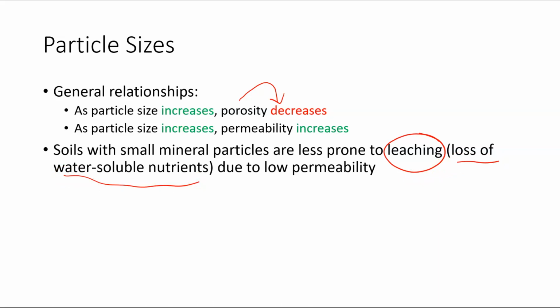Okay, so when we have small mineral particles, we are less prone to losing those nutrients because the permeability of those small particles is low. So water is not as easily able to work its way through the soil, dissolve nutrients, and essentially wash them away. So smaller particles tend to have a higher level of nutrients.